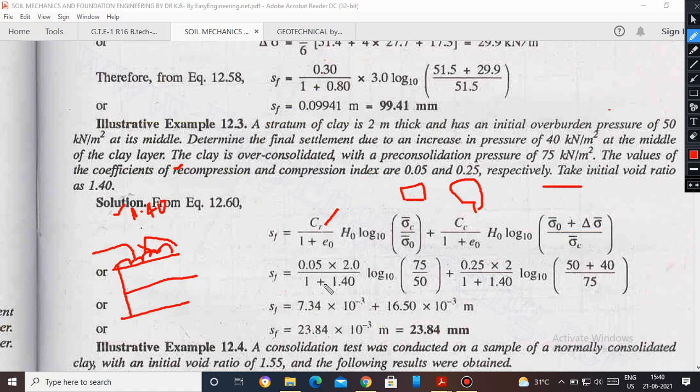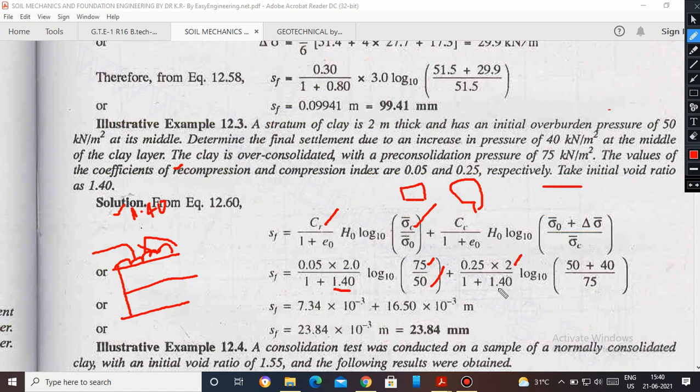2, divided by 1 plus e naught. 1 plus e naught is the initial void ratio, that will be 1.40, log base 10 of sigma C bar, the pre-consolidation pressure of 75, divided by the initial overburden pressure, which we are taking as 50. Plus CC is the compression index, we are taking this value in the present condition as 0.25, and the thickness of the clay layer, we are taking this value as 2.